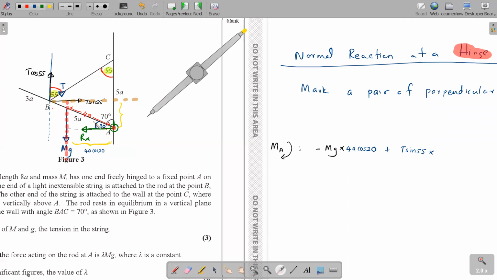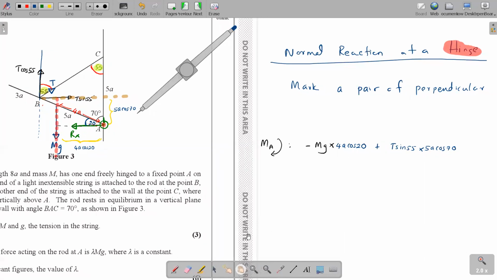Not 4A, look at this. No, the whole is 5A, right? Children, look at this. It's 70. 5A cos 70. 5A cos 70 is this distance. Can you guys see it? This AB distance is 5A. So it's 5A cos 70. And then one more guy, T cos 55. Does T cos 55 give a clockwise moment or anti-clockwise moment?